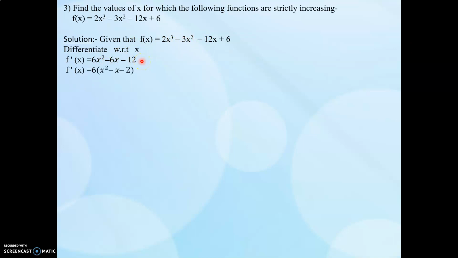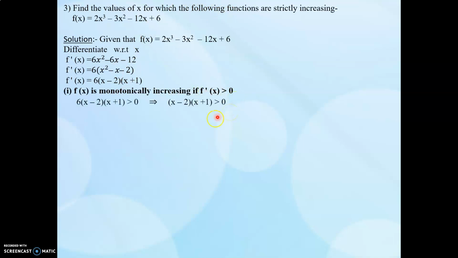So you can take 6 outside. So 6 into (x² - x - 2). Factorizing, 6 into (x - 2) into (x + 1). Now, if it is an increasing function, what is the condition? f'(x) is greater than 0. So we are applying that condition here.